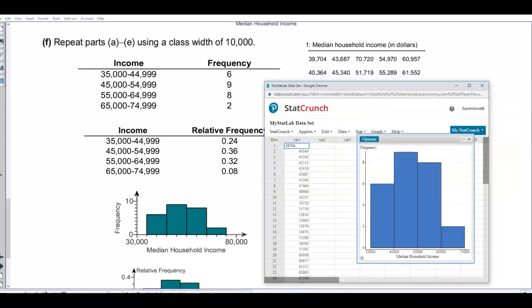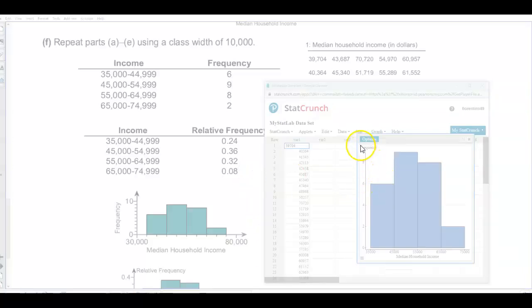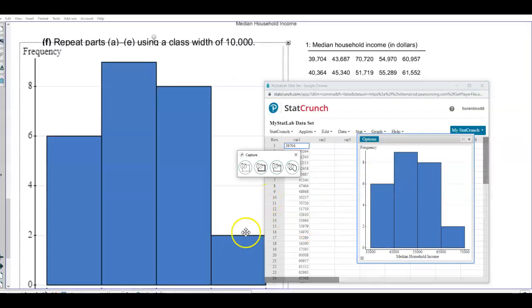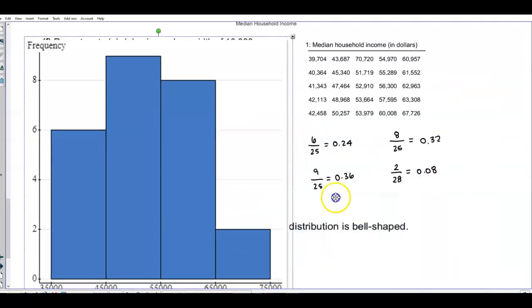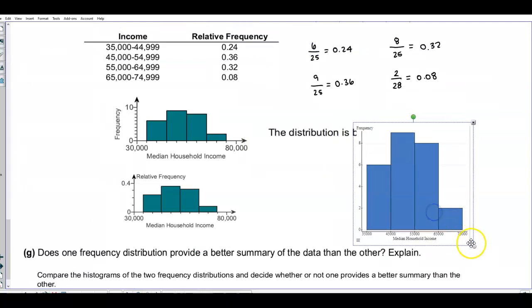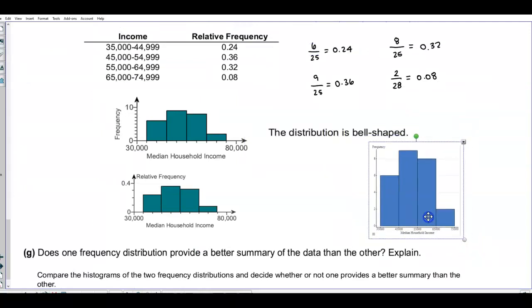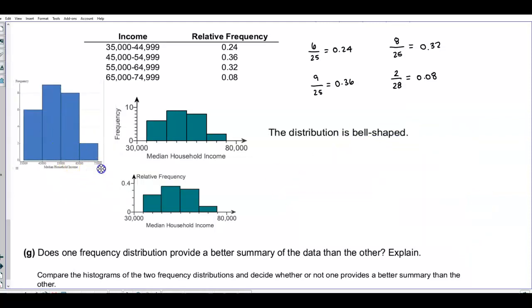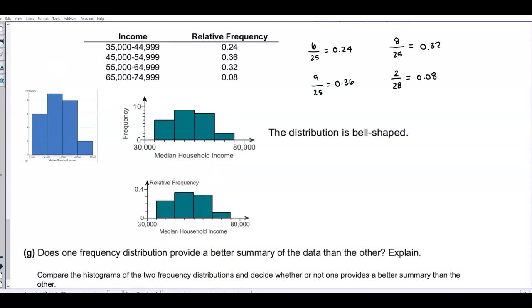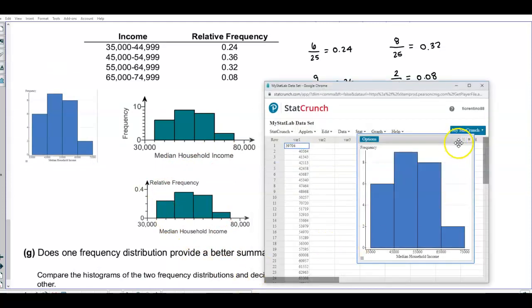And then we should have our frequency histogram. So we can compare that to the actual solution that you're going to see. Okay, and so this is our frequency histogram. And then we're going to compare it to the relative frequency. So let's go ahead and do that.